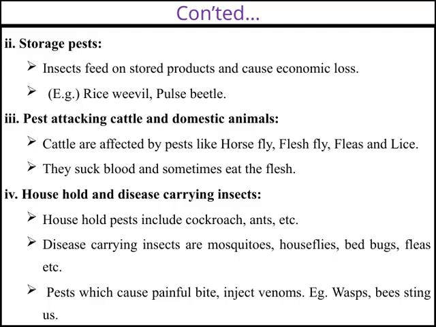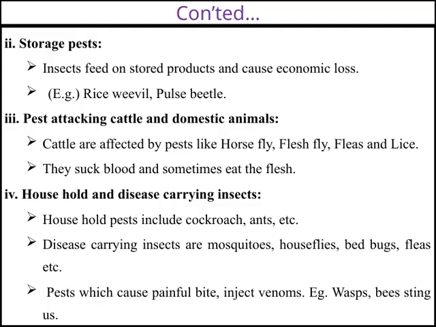Next, we have household pests and insects that carry diseases. Common household pests include cockroaches and ants, which can be a nuisance and also pose health risks. Then there are insects like mosquitoes, houseflies, bed bugs, and fleas, which are known to carry and transmit diseases. It's important to be aware of these pests because they can affect our health directly. Finally, some pests don't just cause discomfort, they can also deliver painful bites or stings.